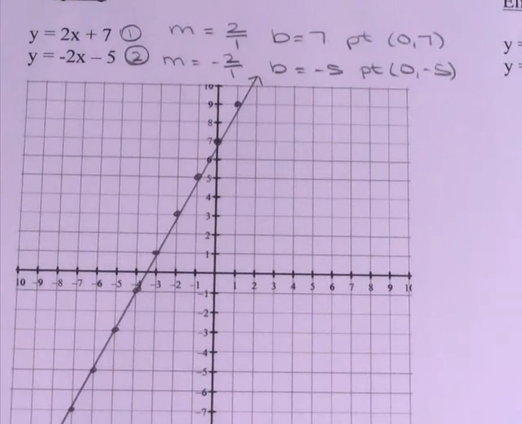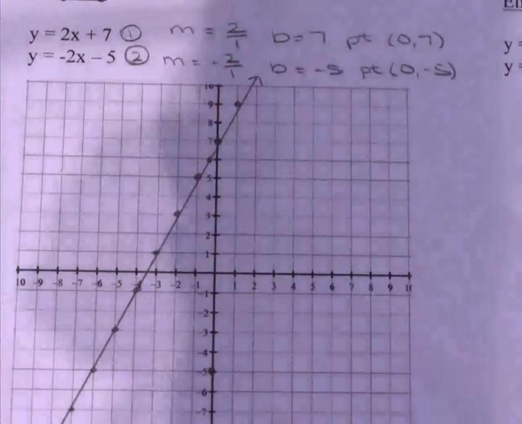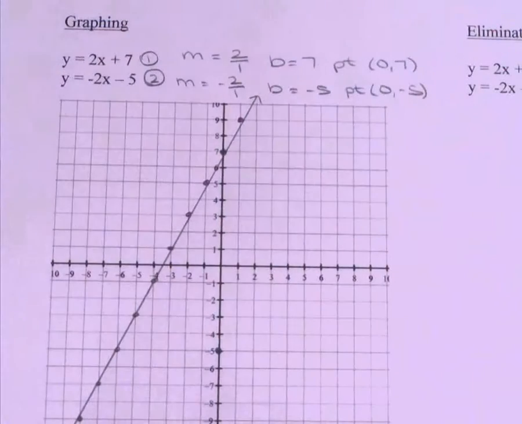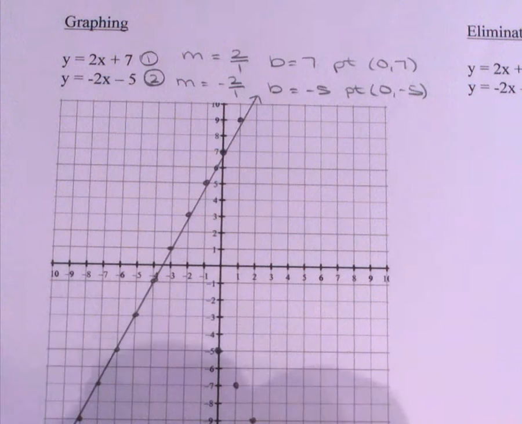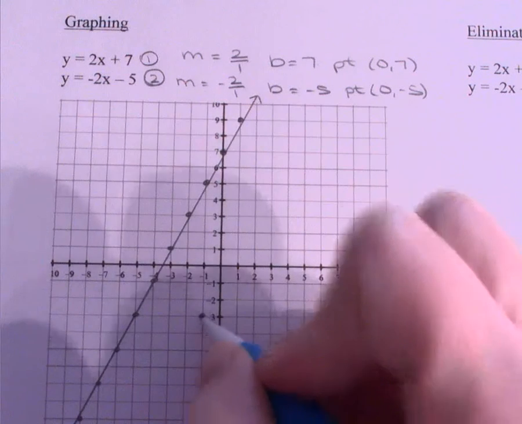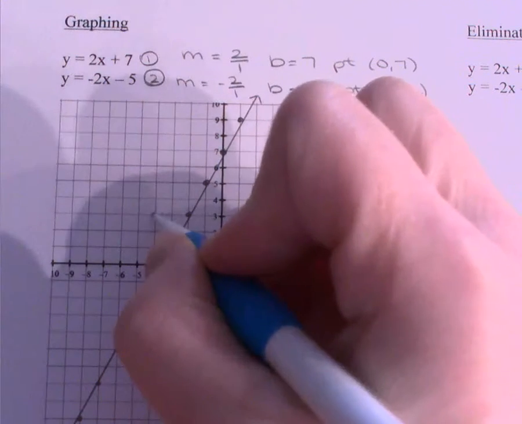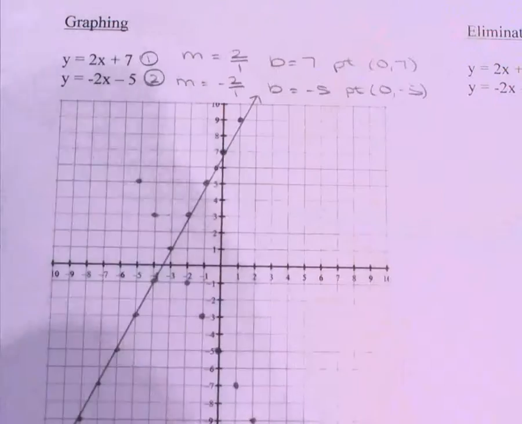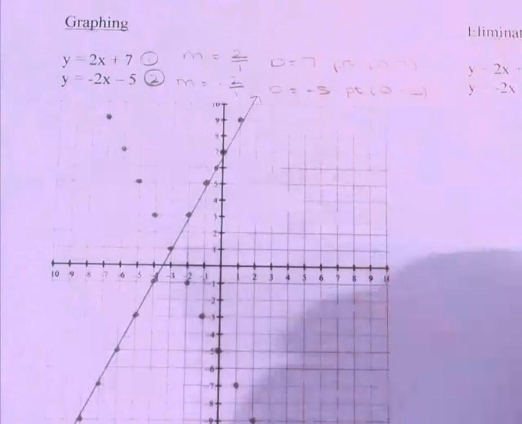Now I want to put the other line on the graph. So I'm going to start at minus 5. And then I'm going to go down 2 and over 1. Down 2 and over 1. And now I'm going to reverse. I'm going to go up 2, back 1. All the way to the end of the grid.